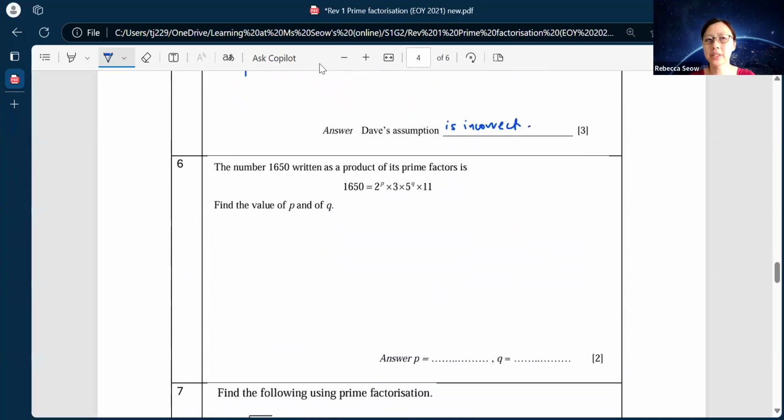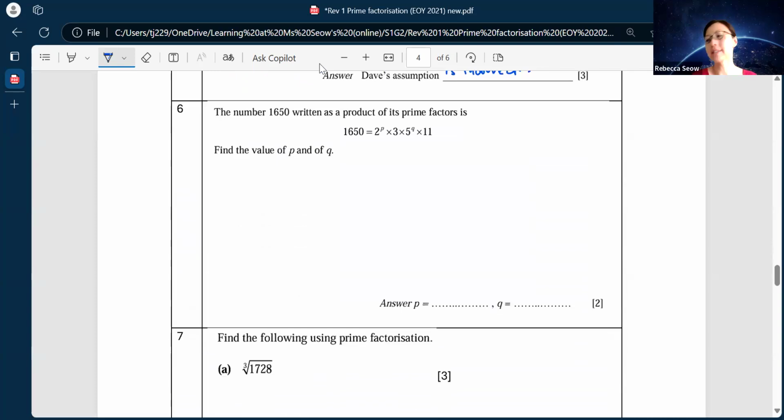Okay, let's see the next question. Question 6. Seems like a giveaway question. Find the value of P and Q, and we've seen that in our first question just now. So let's move on to do prime factorization.